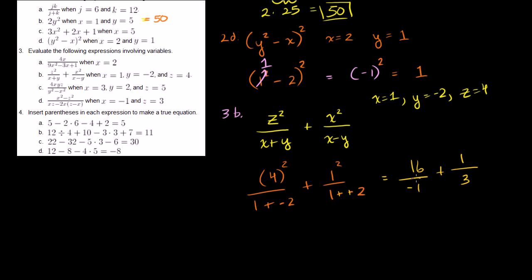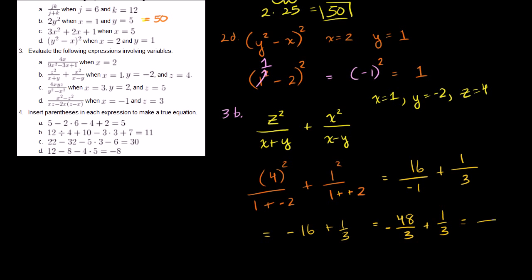And so this will be 16 divided by negative 1. We could write that as negative 16 plus 1 third. Now, if we want to actually add these as fractions, we could have a common denominator. Negative 16 is the same thing as negative 48 over 3. If you take 48 divided by 3, you'll get 16. And I'm just keeping the negative sign. And then you add that plus 1 third.